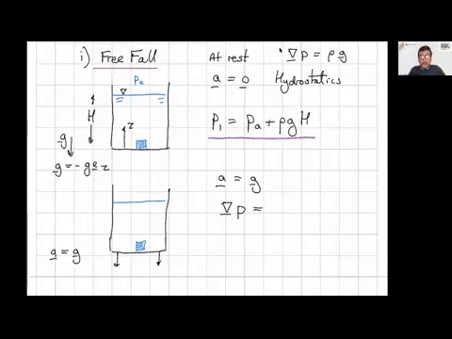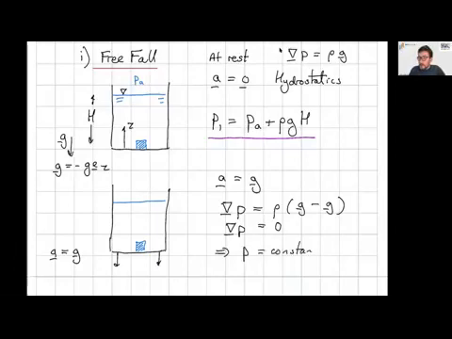force balance, we have that the gradient of pressure is equal to rho times G minus the acceleration, and the acceleration is equal to G. And so that says that the gradient in pressure is equal to zero. Or in other words, the pressure is a constant everywhere. So now in this case, if the pressure is atmospheric here, the pressure is also atmospheric here.